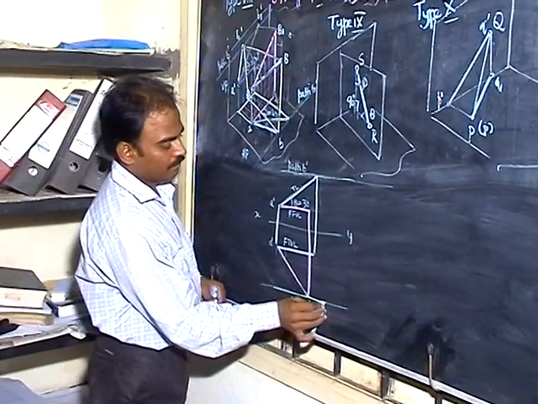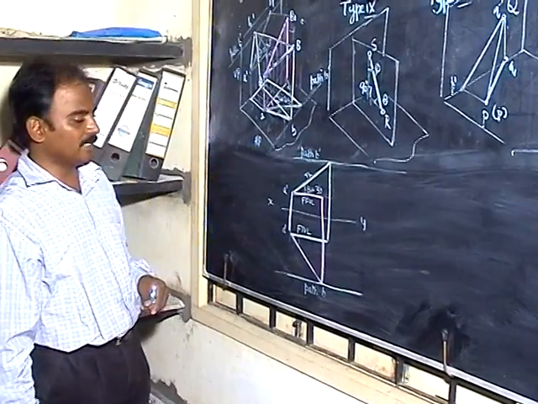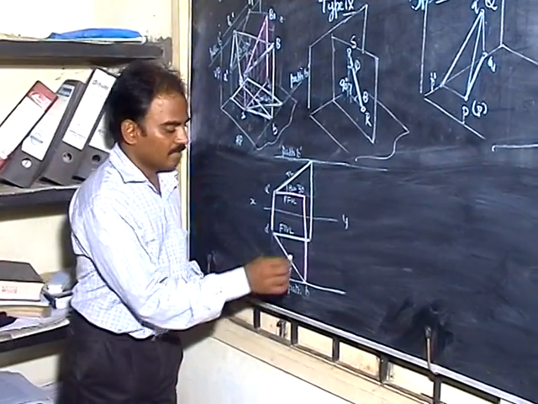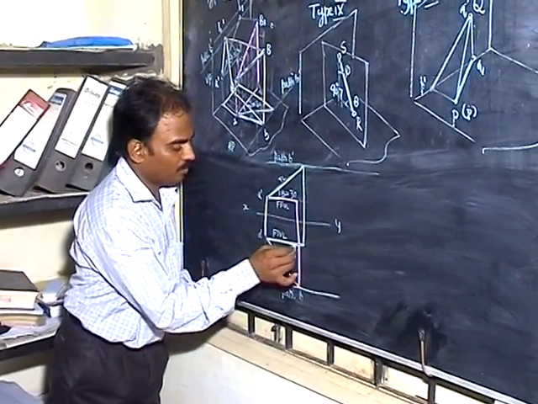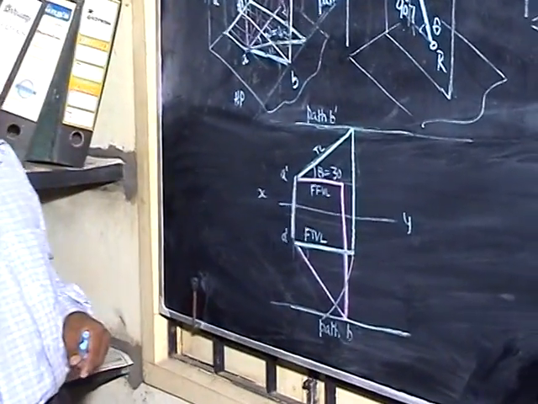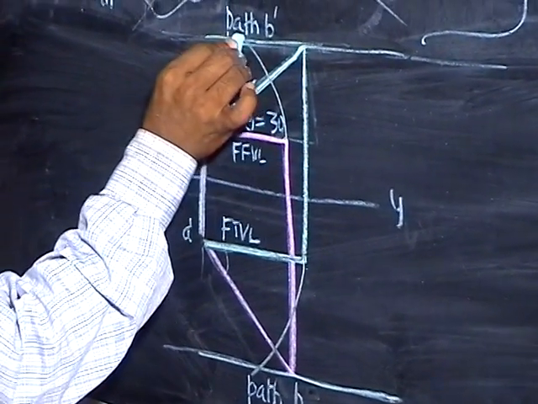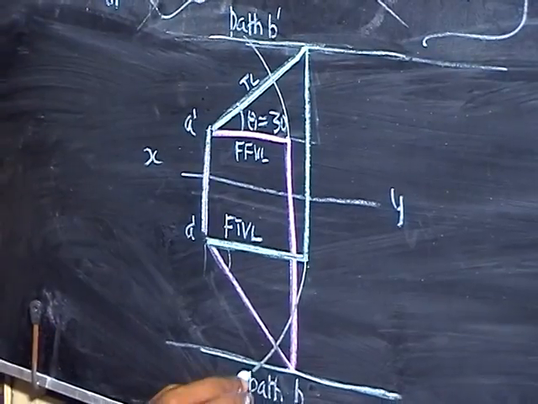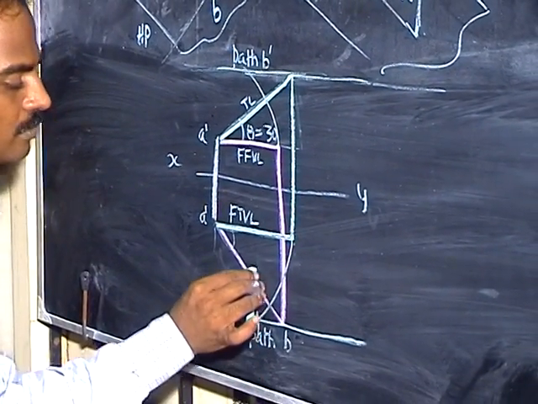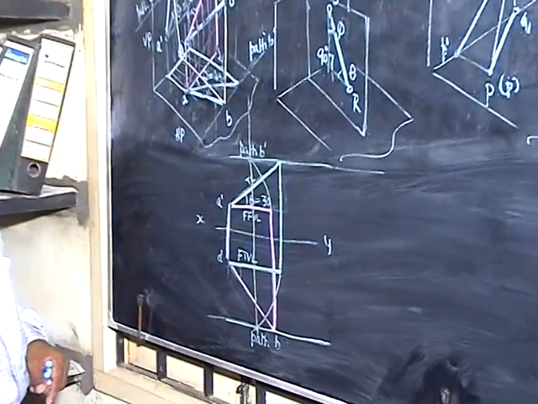Path B is located. So what is left out? Take this top view length, bring it here. Similarly, take this front view length, bring it to the other side. Remember, these two lines should lie on the same projector.